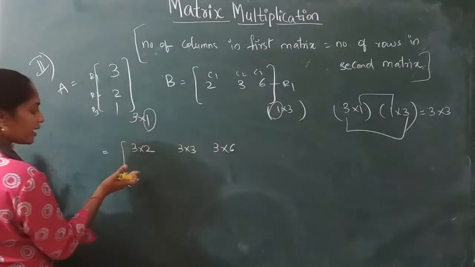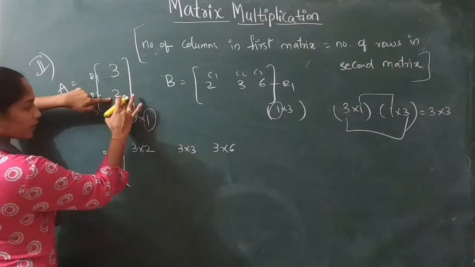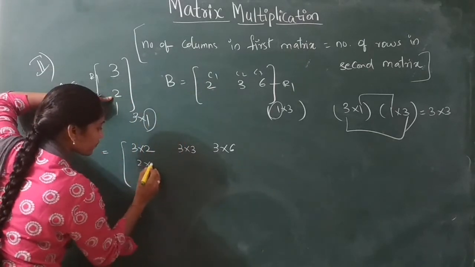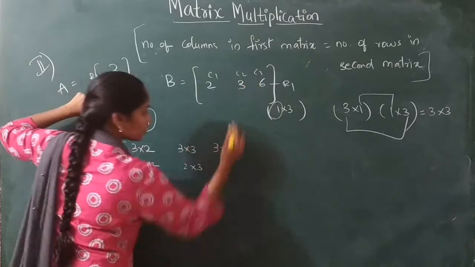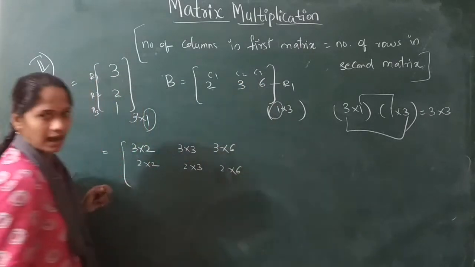That's it. Now again for second row use this R2. 2 2s, again 2 3s, again 2 6s.